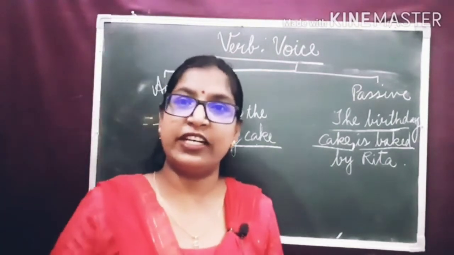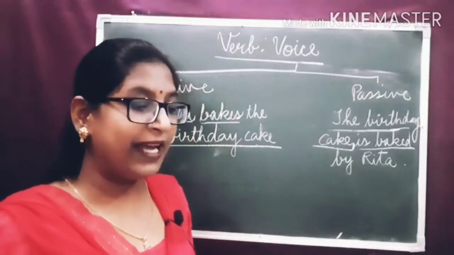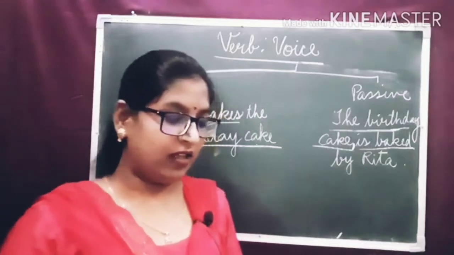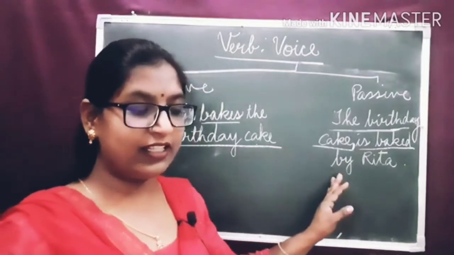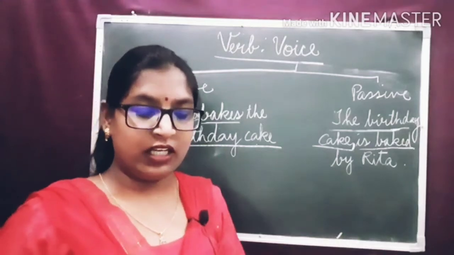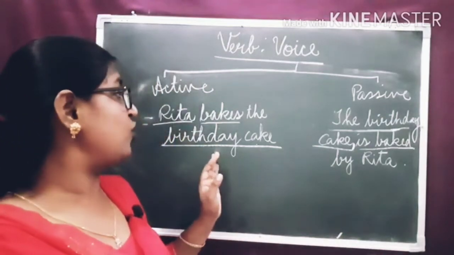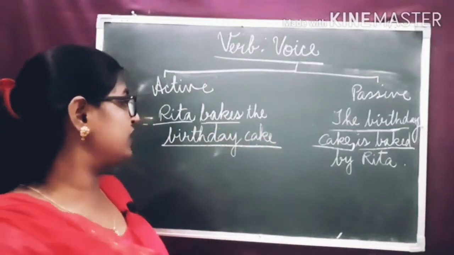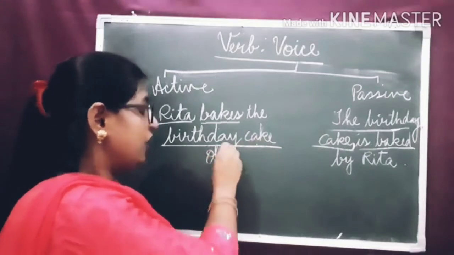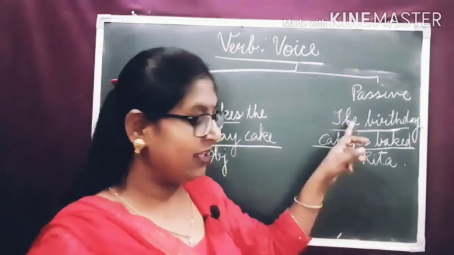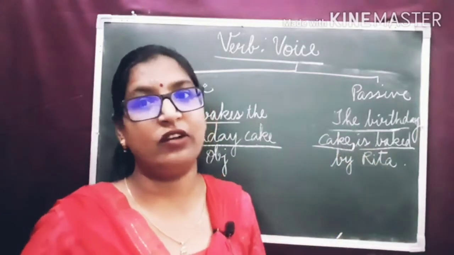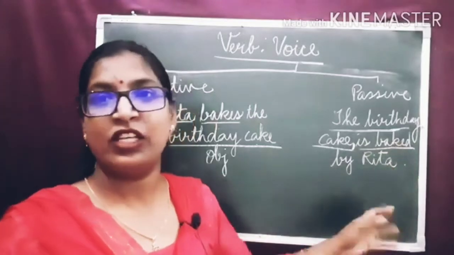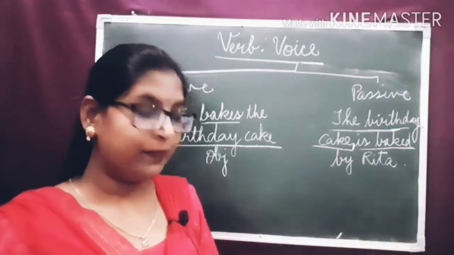Okay, dear children, before studying the structure of passive voice, let's see some more important points about this. We notice in both the sentences that the verb in the active voice takes a direct object. What is the object? Birthday cake is the object. While the verb in the passive voice does not have any direct object. Here, the birthday cake is baked what or whom? We do not get any object here.